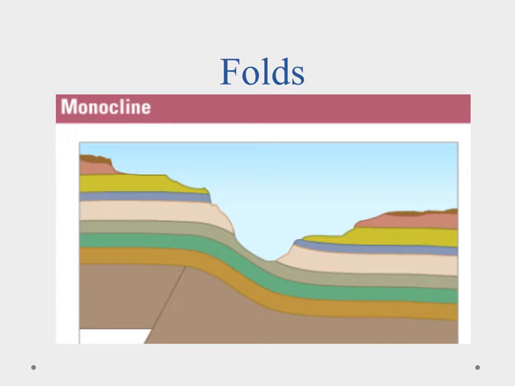The third type of fold is what we call a monocline. And a monocline is kind of where we have a little step. So if we look here, we can see how it kind of goes and it steps down like that. And that's what a monocline is. So it's not a curve upward, it's not a curve downward, it's just kind of like a little step, and that would make it a monocline fold.